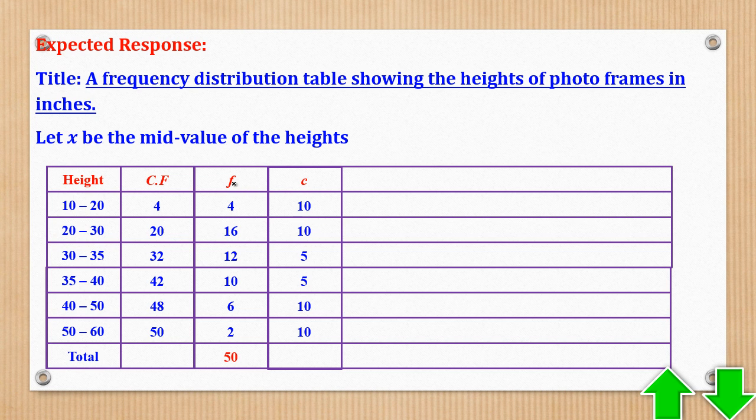So now that we have frequency and class width, we shall get frequency density, which is frequency over class width. So 4 over 10 is 0.4. 16 over 10 is 1.6. 12 over 5 is 2.4. 10 over 5 is 2. 6 over 10 is 0.6. And 2 over 10 is 0.2.